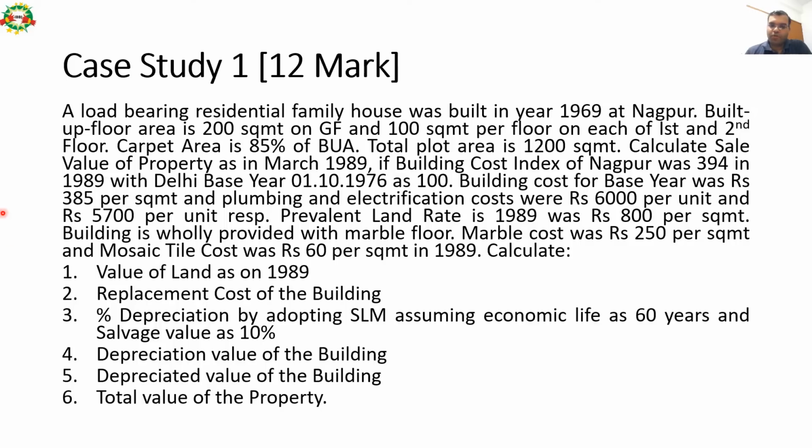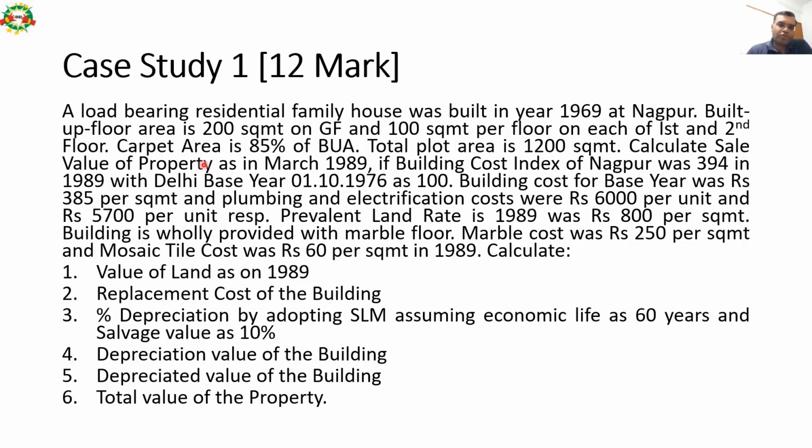So in addition to 1 or 2 marks of numerical or example, a case study of marks up to 12 may come out of this chapter. Let us try to understand what type of case studies can come with the help of one sample case study. A load-bearing residential family house was built in 1969 at Nagpur. Built-up floor area is 200 square meter on ground floor and 100 square meter per floor on each of the first and second floor. That means the building is G+2 and ground floor is 200 square meter built-up area. First floor and second floor each is 100 square meter built-up area.